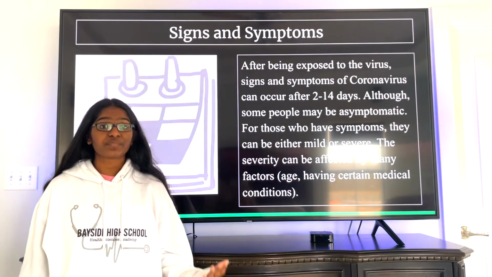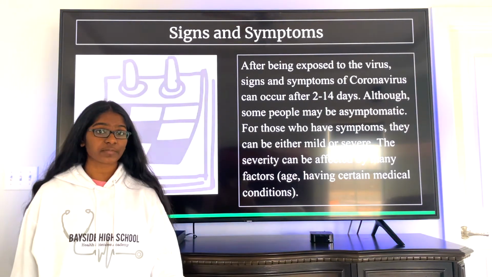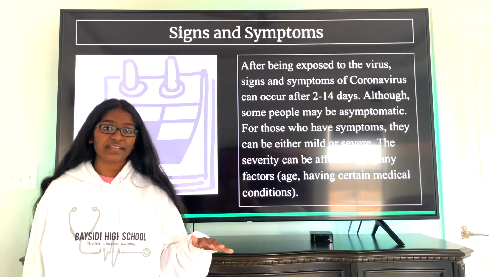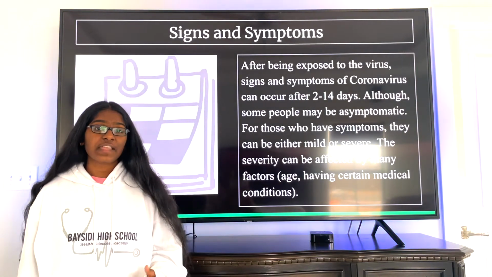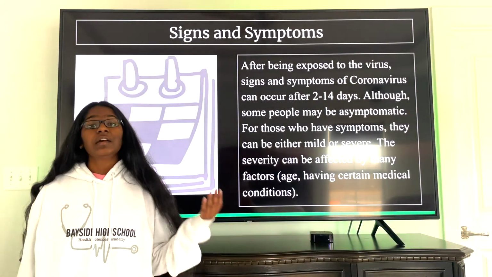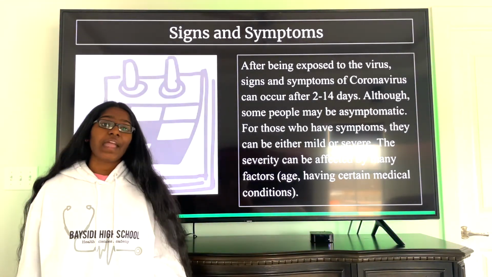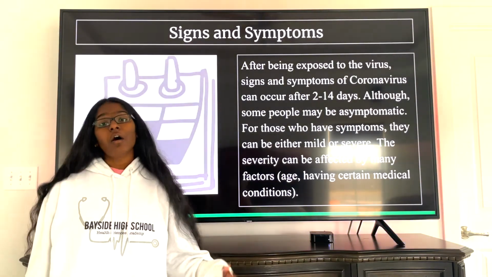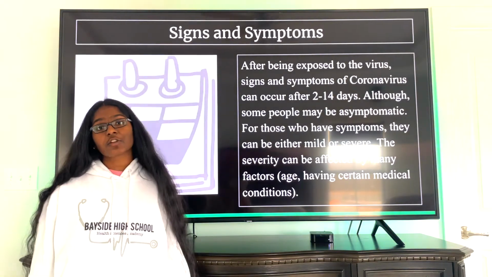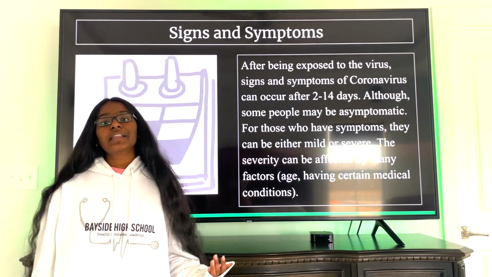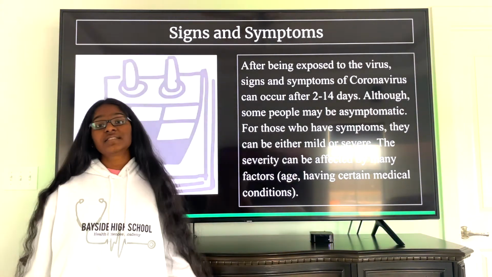Once a person is exposed to the virus and infected with it, signs and symptoms appear 2 to 14 days after. Although, this may not happen in all cases since some people may be asymptomatic. When signs and symptoms do appear, they can range from being mild to severe. The severity of them is affected by many factors, and one of these factors is age and having certain medical conditions. Old age and suffering from chronic medical conditions such as chronic kidney disease and chronic obstructive pulmonary disease can put someone at a higher risk for having the severe signs and symptoms of coronavirus since their immune system is weaker.